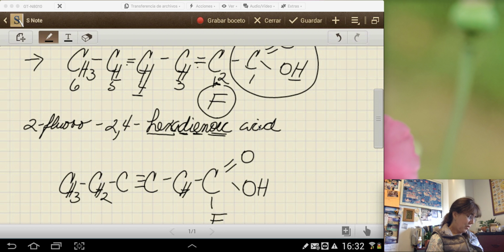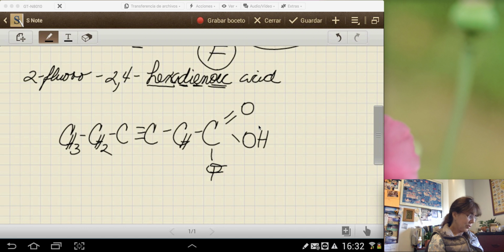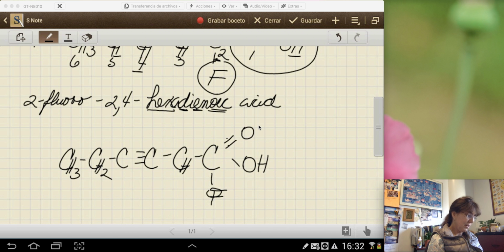What did I do wrong? 1, 2, 3, 4, 5, 6, 3, 4, 5. Sorry, this is a fluorine. This fluorine cannot belong in here. This would be 5 carbon atoms there. So let me erase the fluorine from here. I'm completing it. Sorry, let me round it up.